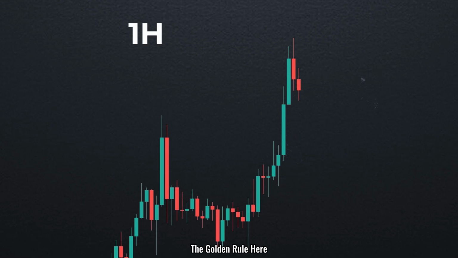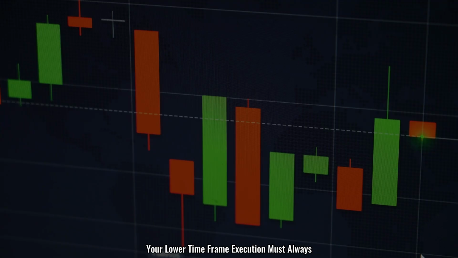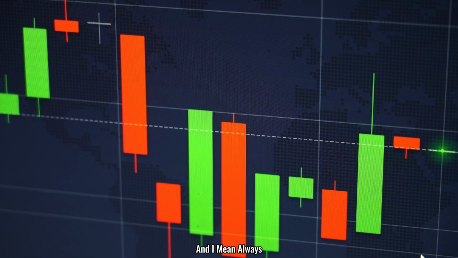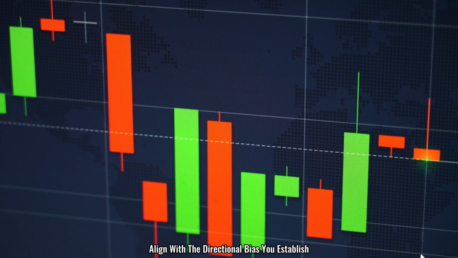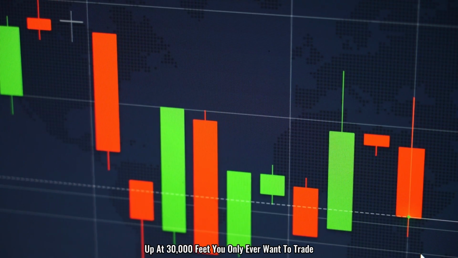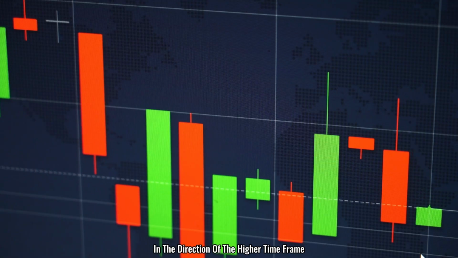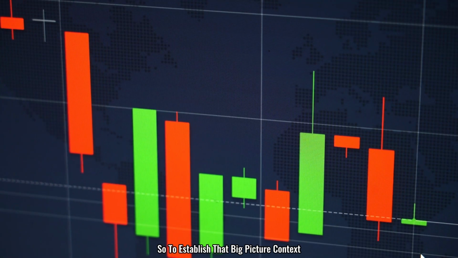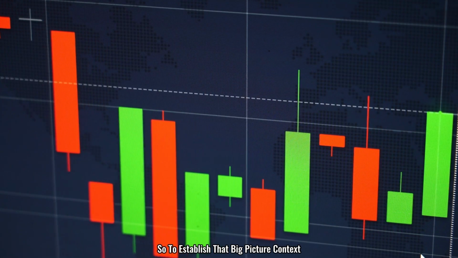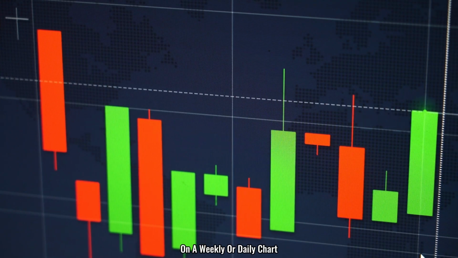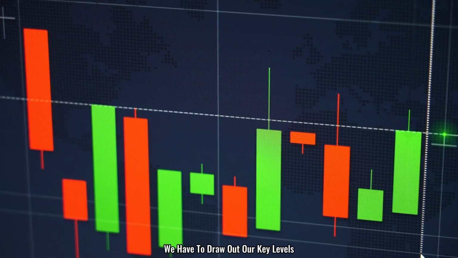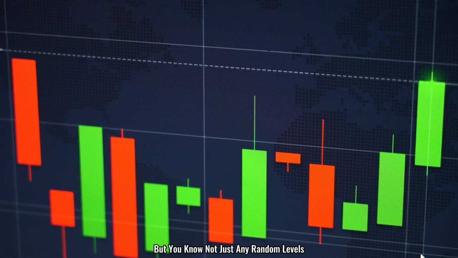The golden rule here: your lower time frame execution must always, and I mean always, align with the directional bias you establish up at 30,000 feet. You only ever want to trade in the direction of the higher time frame. So to establish that big picture context on a weekly or daily chart, we have to draw out our key levels. But not just any random levels.